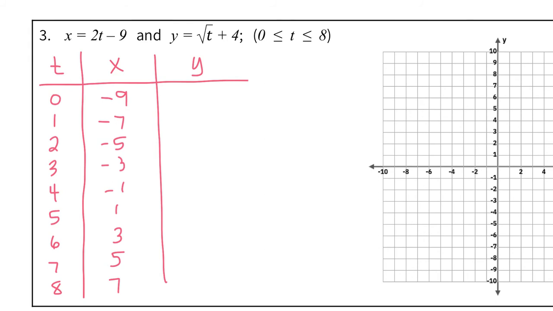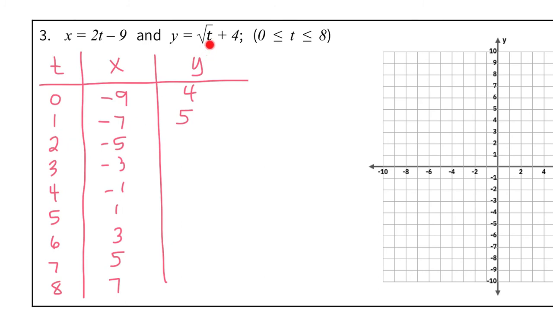Okay, y is a little more complicated because of this square root of t. We're going to get a lot of decimals. Normally radicals are better, but because we're graphing, decimals are going to help us more. So the square root of 0, if I plug in the 0 here, is still 0. Plus 4 is 4. So it starts off easy. Then if I put in the 1, square root of 1 is 1, plus 4 is 5.